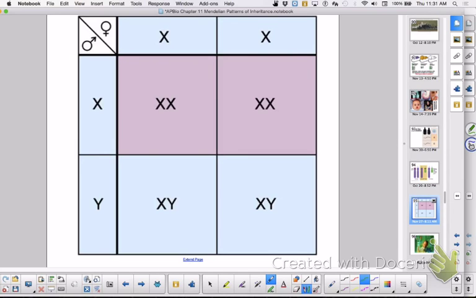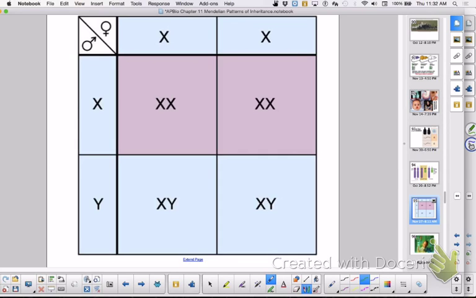Okay, so the only thing he would give to have a little girl is the X. Now, we have choices, right? Will this daughter be colorblind? No. What are the odds of having a colorblind daughter? 0%. At best, the little girl could be what? A carrier. At best, they would not be colorblind at all.